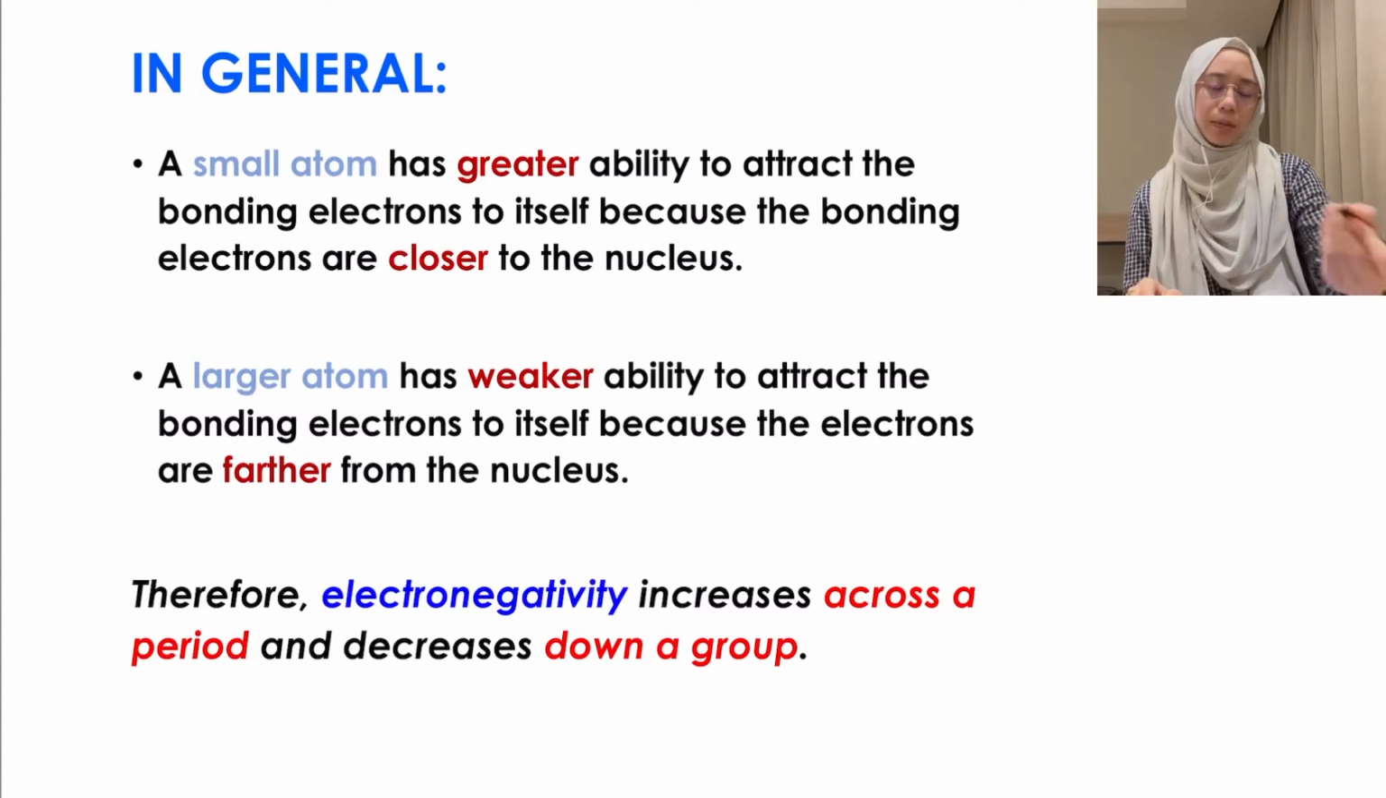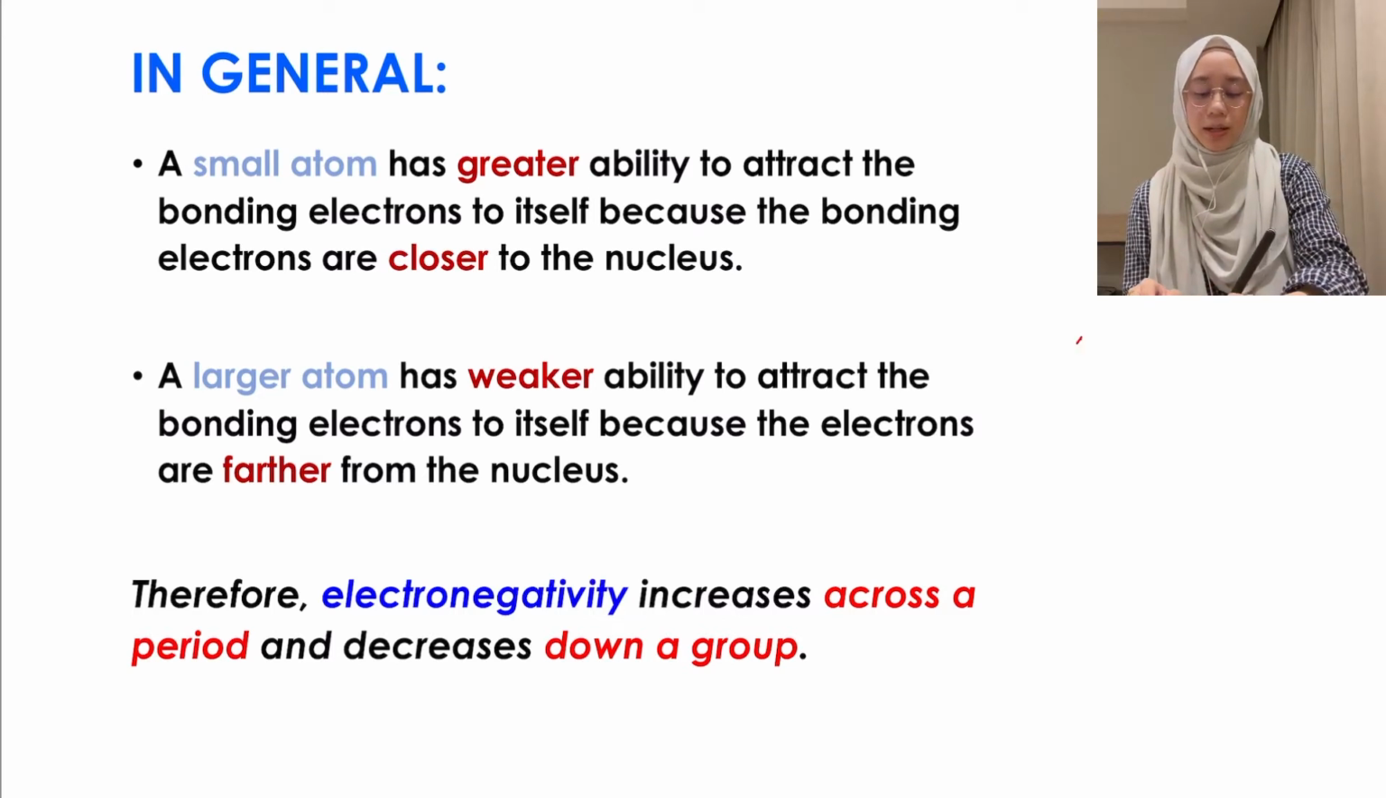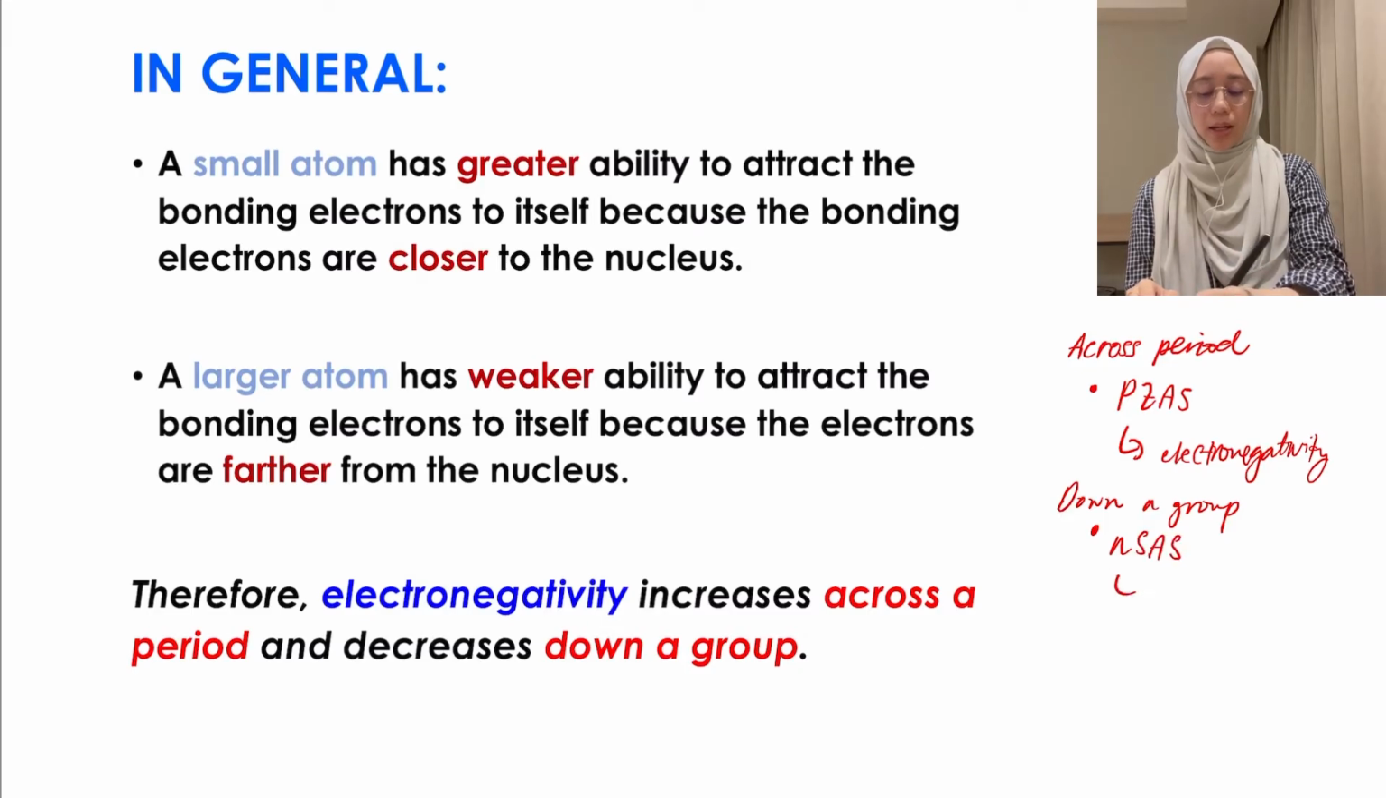Okay, jadi secara generalnya, kalau kita discuss pasal across period, okay, so we are going to use the PISAS. Okay, and then kamu tambah je pasal electronegativity. Okay, relate je dengan electronegativity. So kalau kita tengah cakap pasal yang going down a group, okay, if the elements are in the same group, okay, so kalau sini kita guna point NSAS and then relatekan je dengan electronegativity.